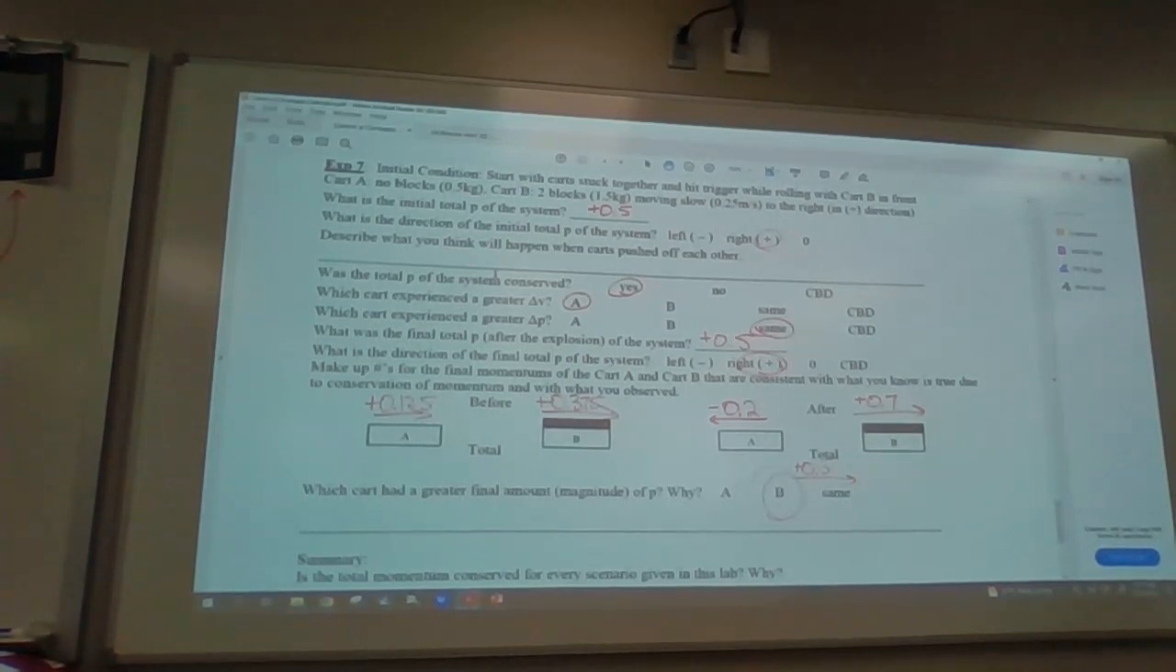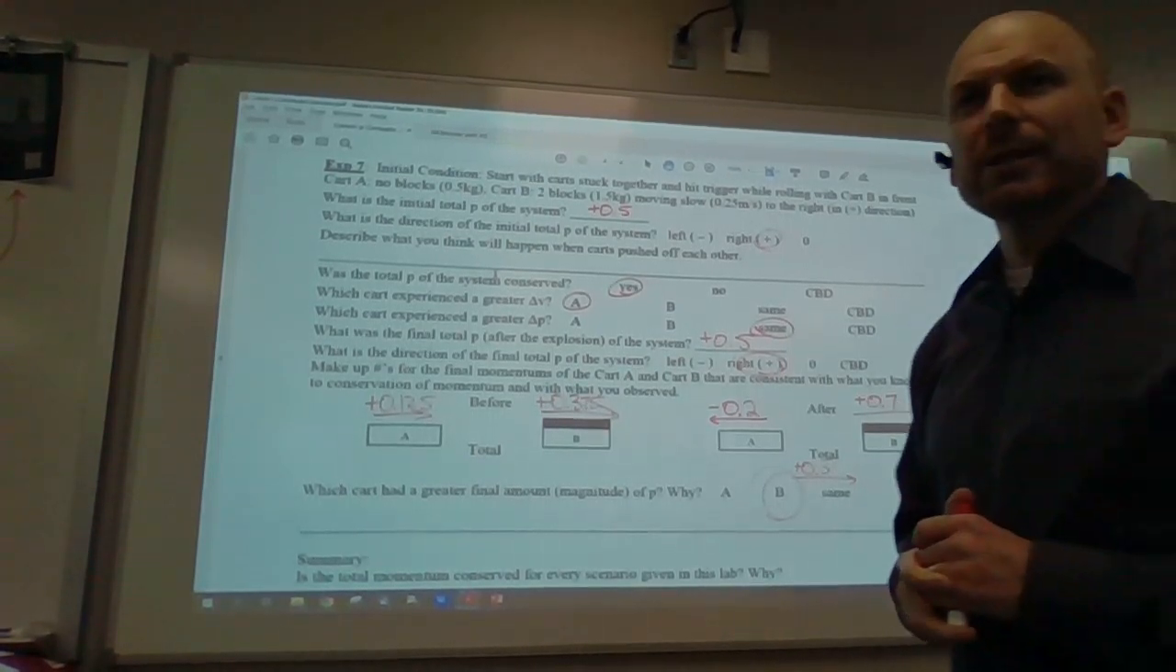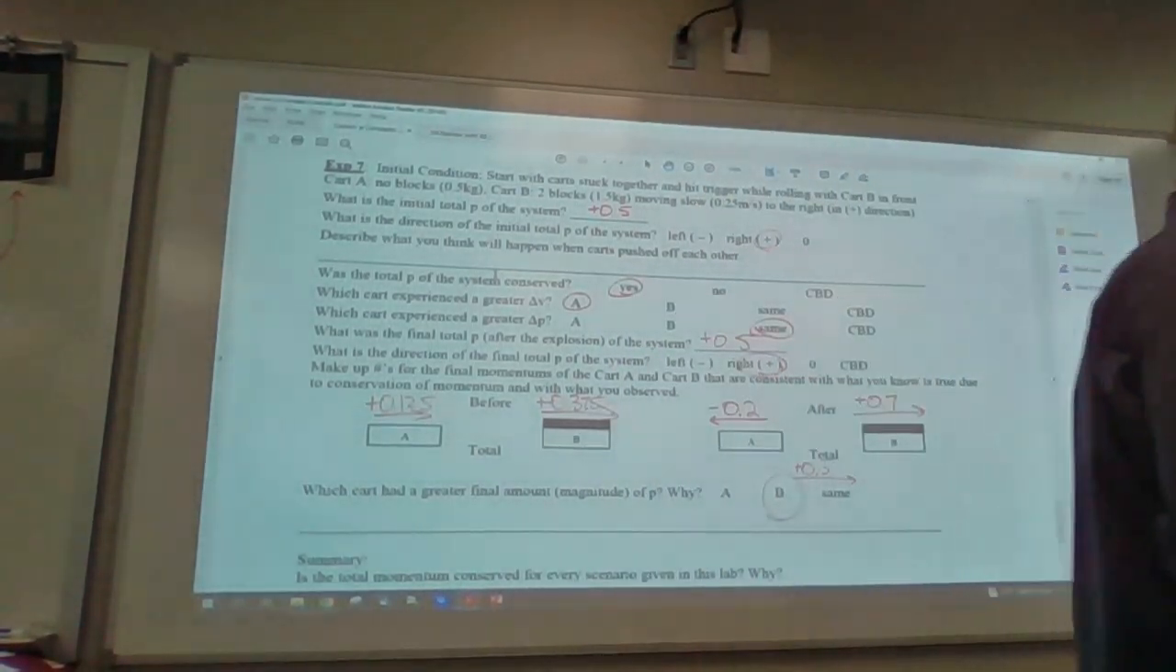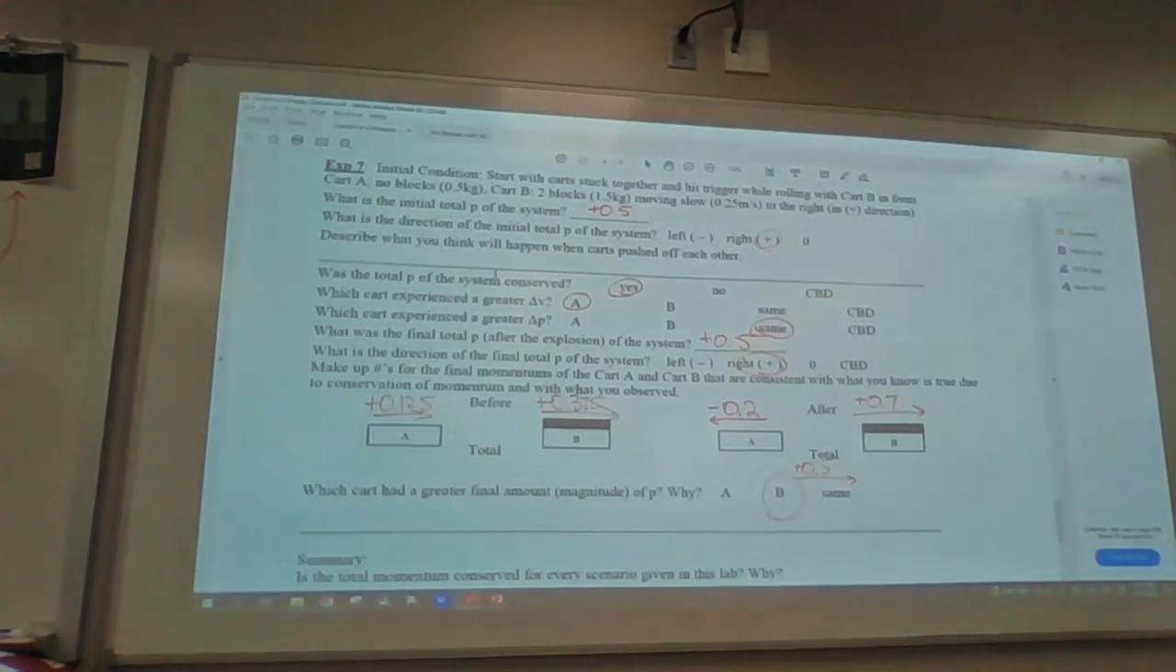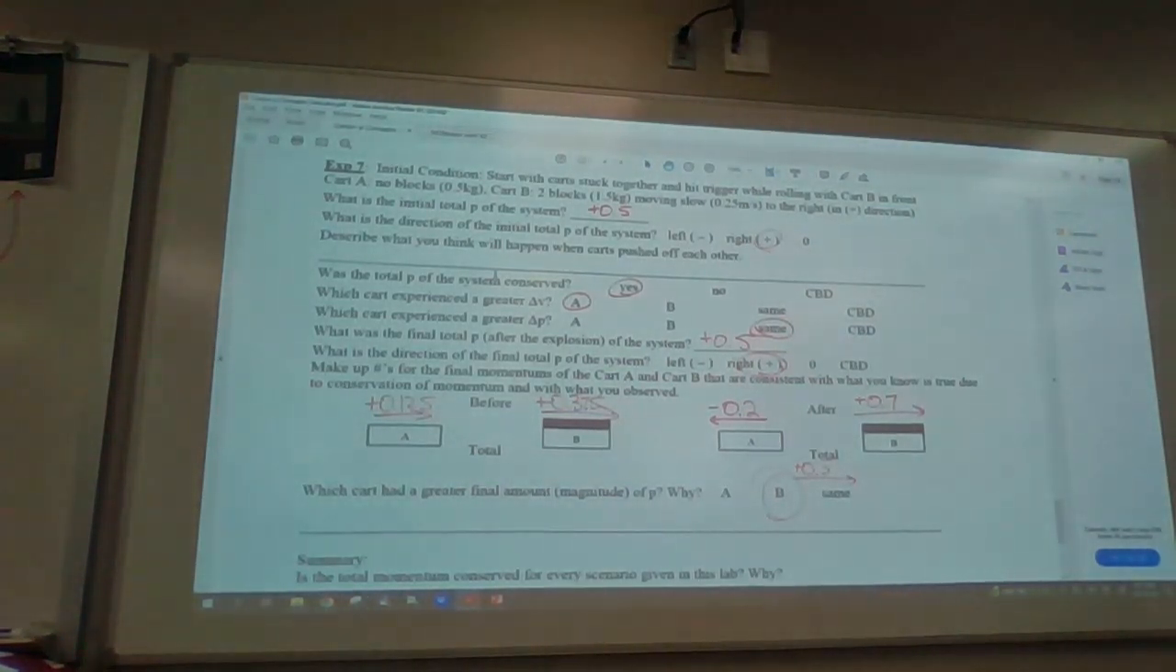I want you to go through the rest of the lab and finish those summary questions. When you're done, you may turn those in either today or tomorrow, right up here. Make sure your name and hour are on those. You're welcome to talk amongst yourselves, but don't just be a mooch or a leech and suck answers off of somebody else.